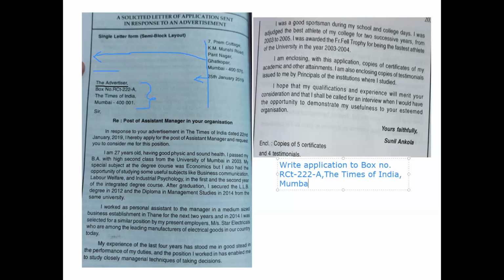Now in the question, it will be like this. When you are writing advertiser, that I am telling you, okay, आपको कब advertiser लिखना है? So when in the question, write an application to box number RCT 222A, the Times of India, Mumbai. Details will be provided to you in the question itself. You have to write just this, the advertiser. इतना ही आपको लिखना है. Remaining address you have been given in the question itself. Understood that? ये समझ में आ गया आपको inside address किसका लिखना है?